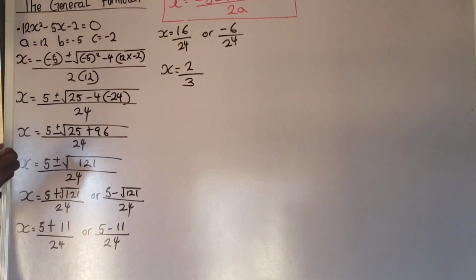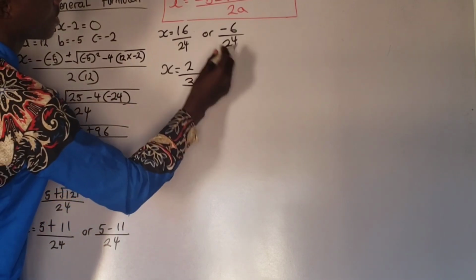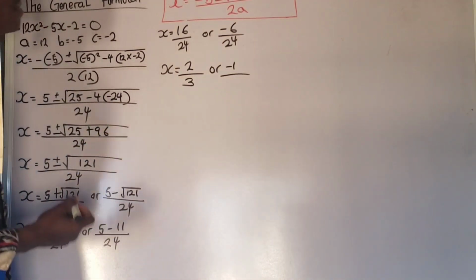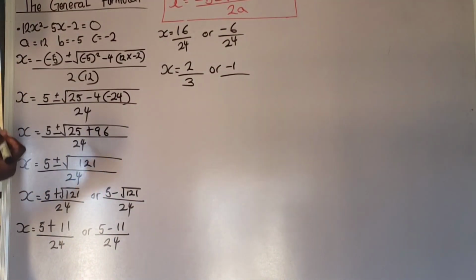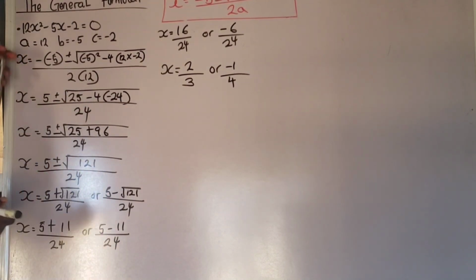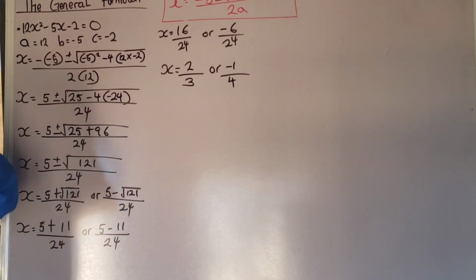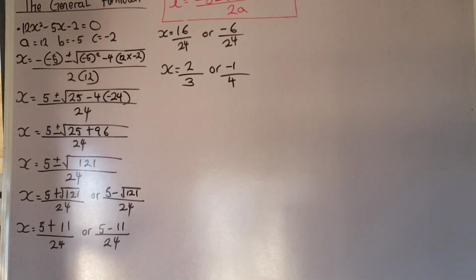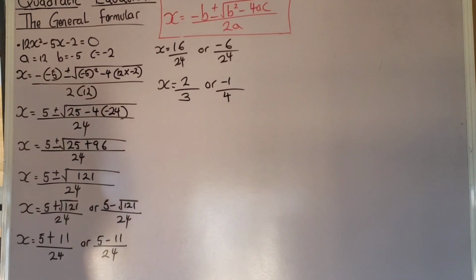24 divided by 8 will give us 3. So I'm going to have 2 all over 3. Now we can also reduce -6 all over 24. What can we use to divide -6 and 24? We can use 6. -6 divided by 6 is -1, and 24 divided by 6 will give us 4. So I'm going to have this all over 4. So the values of x that make the quadratic equation 12x squared minus 5x minus 2 equal to 0 are 2 over 3 or negative 1 over 4. You understand? So let's have another question.